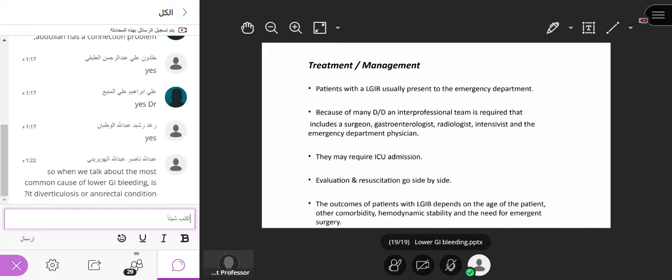What are the causes of lower GI bleeding? How do you take the history of lower GI bleeding? How do you investigate and evaluate and do the physical examination? And how do you manage? Now we go to the main topic, which is diverticular disease.